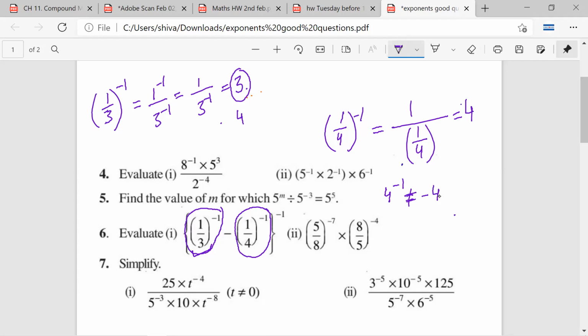Yeah, I realized that as well. So this is again one of the very frequent confusions that students will have for a long time. 1 upon 4 raised to power -1 is not equal to -4. Aishwarya ji, any doubt? No, sir. This requires a bit of practice.